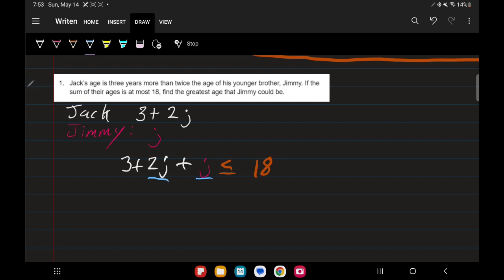Now at this point, we can combine some like terms, so we have to add our j's together. This is going to get us 2j plus j is, so 2 plus 1. So remember, anytime you have a variable without a number in front of it, it's just a 1. 2 plus 1 is 3j plus 3. So I'll write that in white because we can change it. And that should be less than or equal to 18.